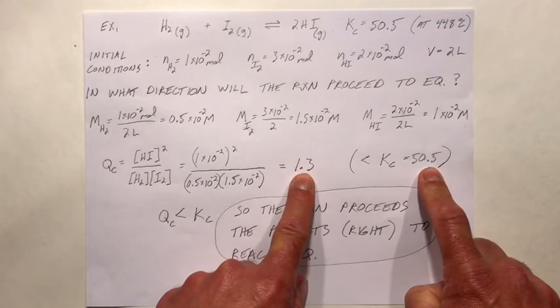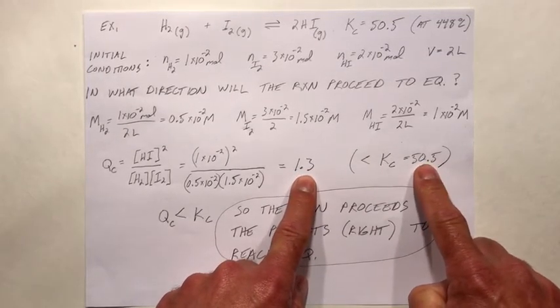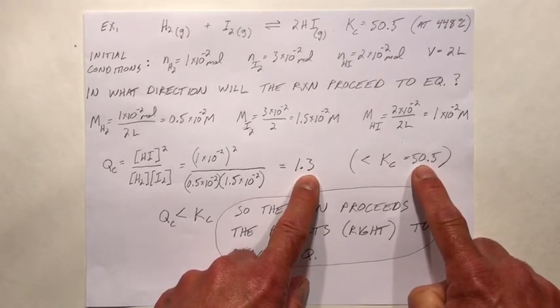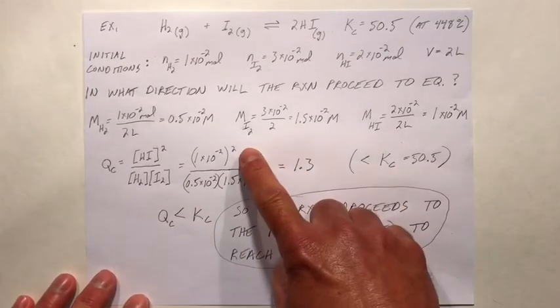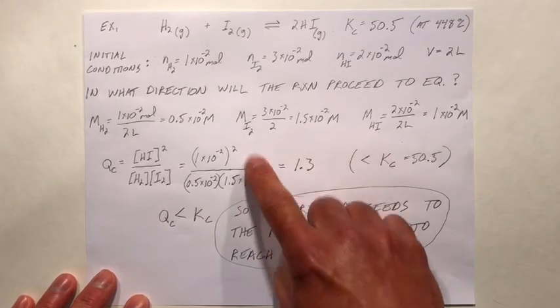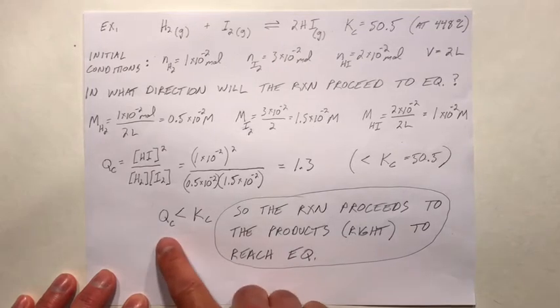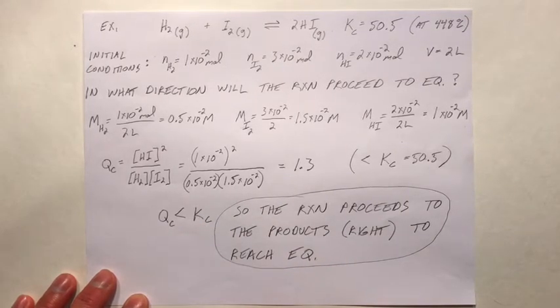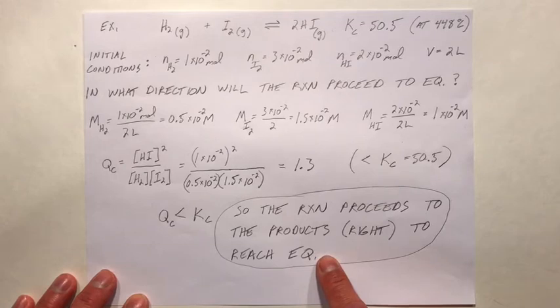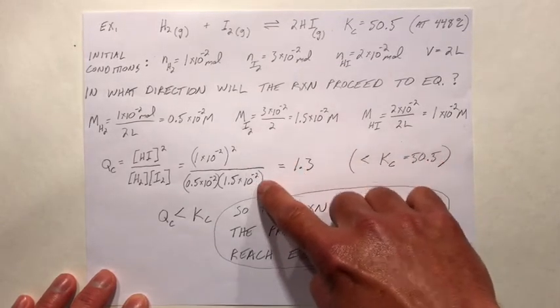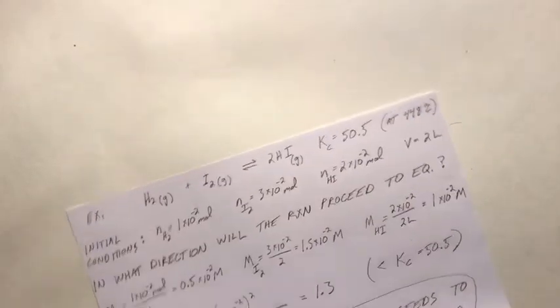And the reaction quotient is smaller than the equilibrium value. So what does that mean? Which way do we have to go to get this equal to this? Well, we have to make it bigger, right? A lot bigger, almost 50 times bigger. Well, that means we need to make the numerator bigger, the products bigger, and the reactants in the denominator smaller. So because Qc is less than Kc, the reaction has to proceed to the product side, to the right, to reach equilibrium. We need a bigger numerator where the products are and a smaller denominator where the reactants are.